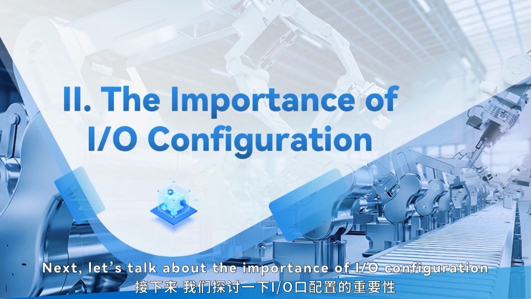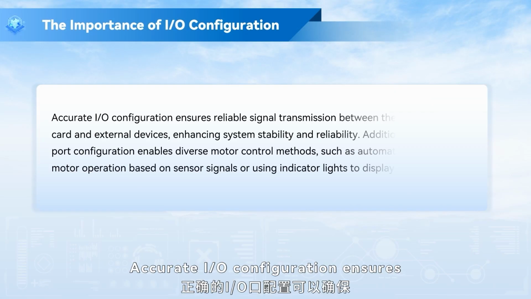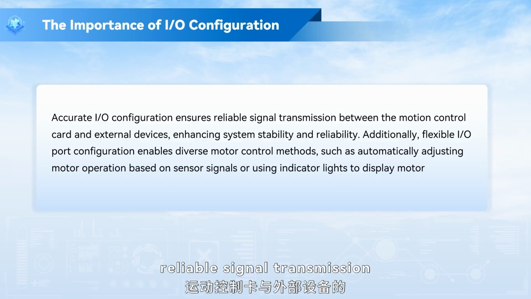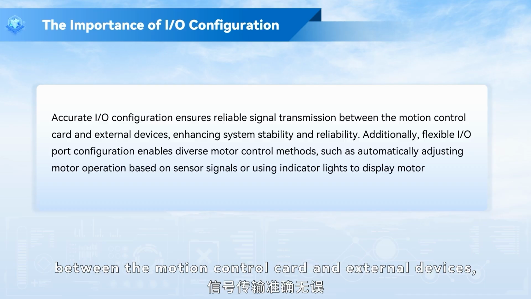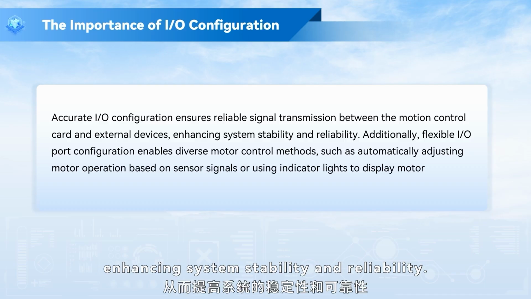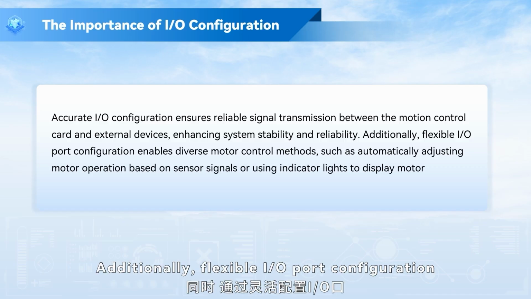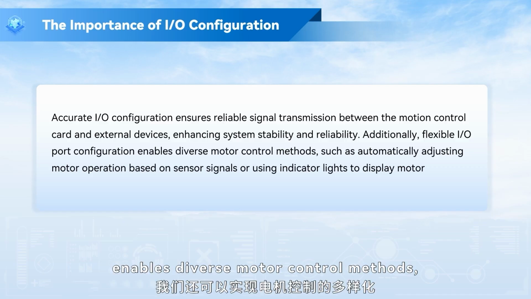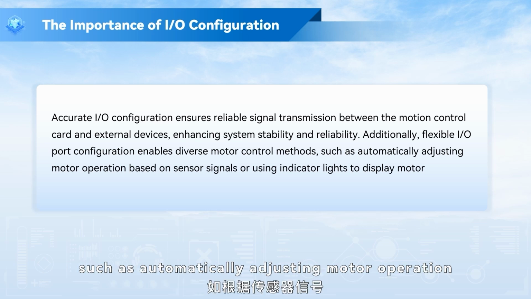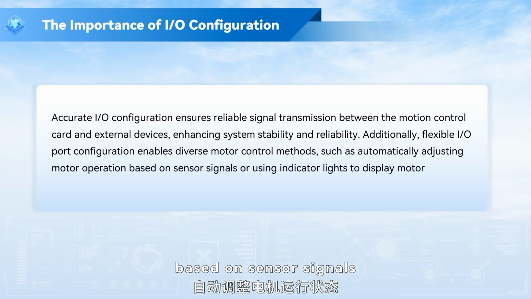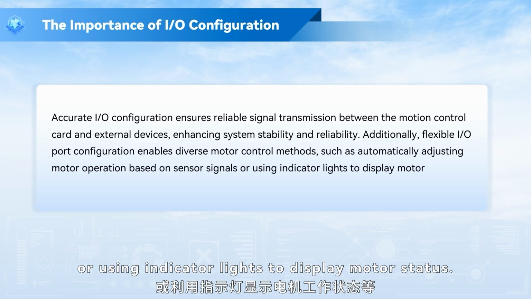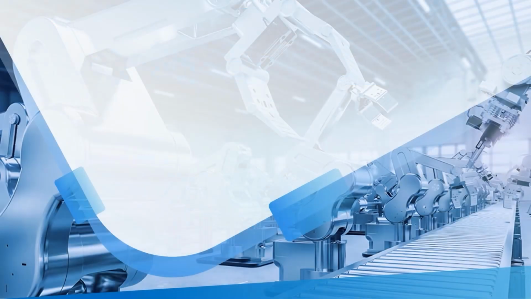Next, let's talk about the importance of I/O configuration. Accurate I/O configuration ensures reliable signal transmission between the motion control card and external devices, enhancing system stability and reliability. Additionally, flexible I/O port configuration enables diverse motor control methods, such as automatically adjusting motor operation based on sensor signals, or using indicator lights to display motor status.